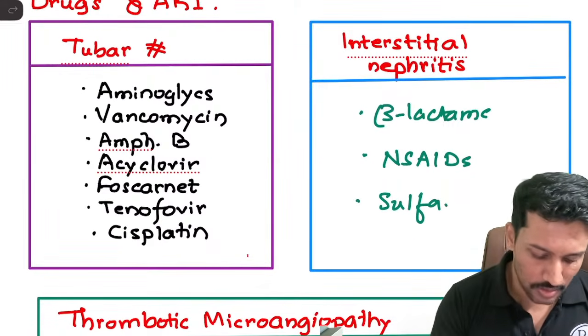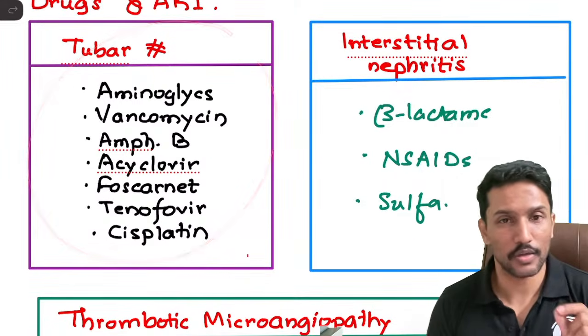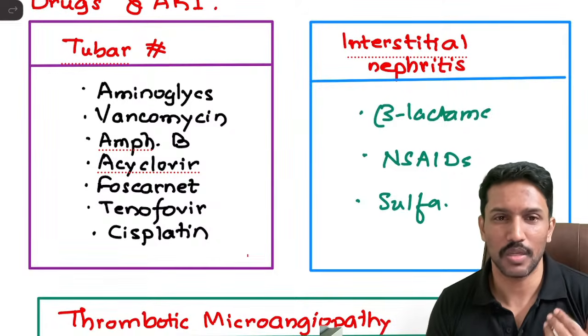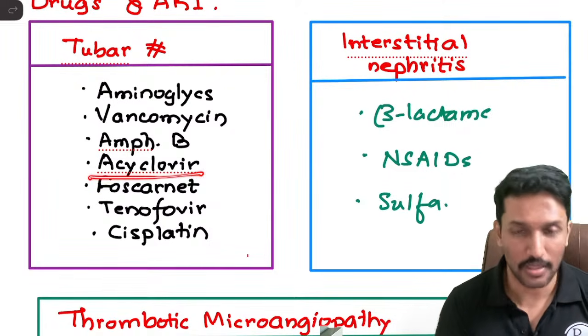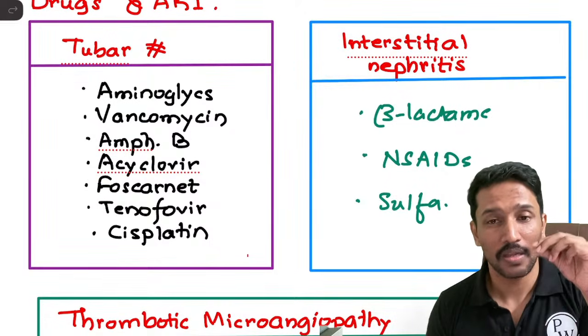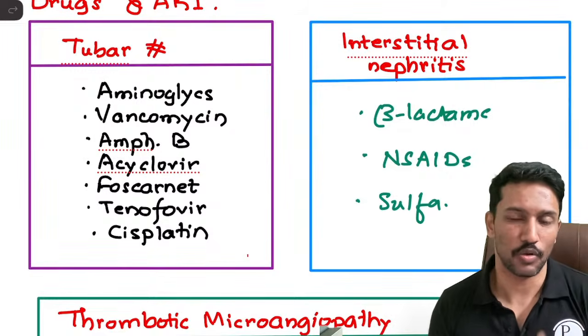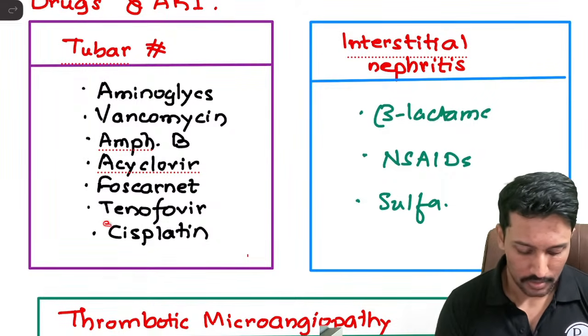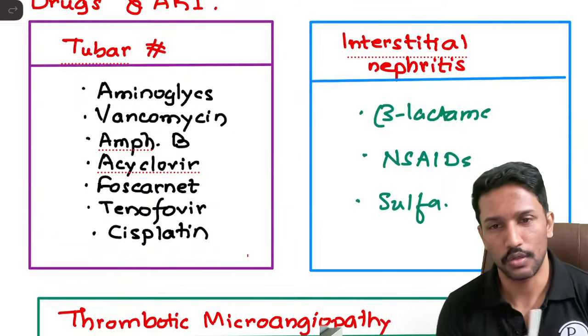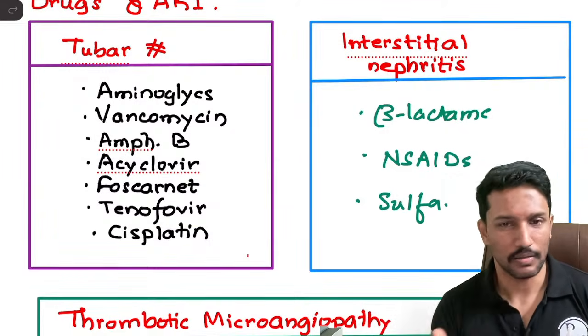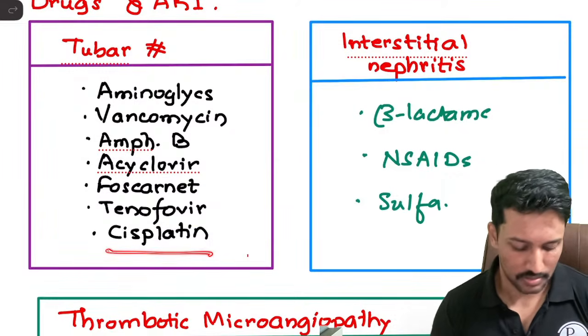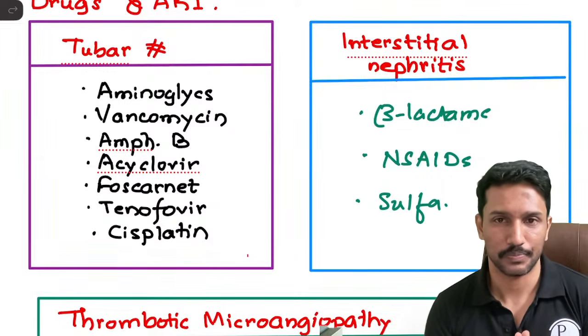The drugs causing tubular injury include aminoglycosides, vancomycin, amphotericin B, acyclovir. I gave you the example of acyclovir. Acyclovir forms crystals and precipitates in the tubules and causes a tubular injury. Then the antiviral drug tenofovir used for hepatitis B and HIV, and the cancer chemotherapy agent cisplatin.